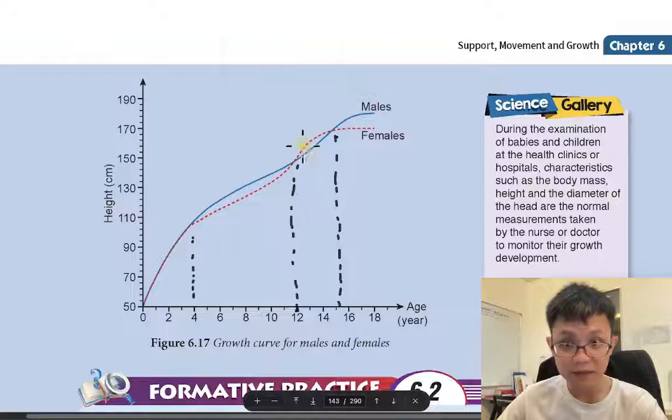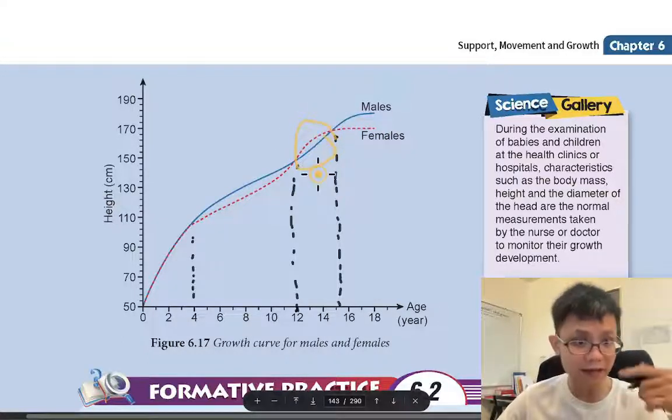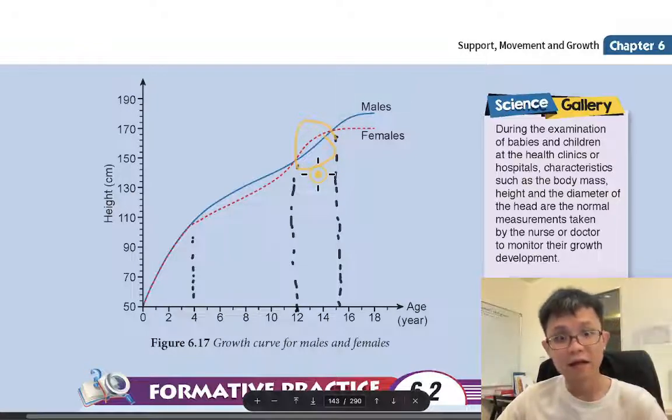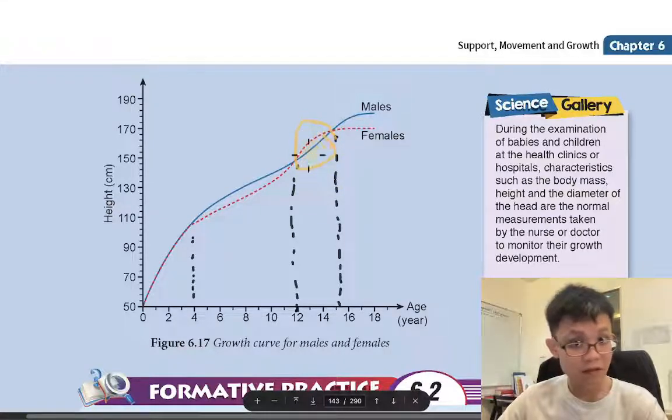We can see here the female is the dotted line. So we can see at here the dotted line is higher than the female. So we can say that the growth of female is higher than male at the age of 12 to 15 according to this picture. Okay, 15.